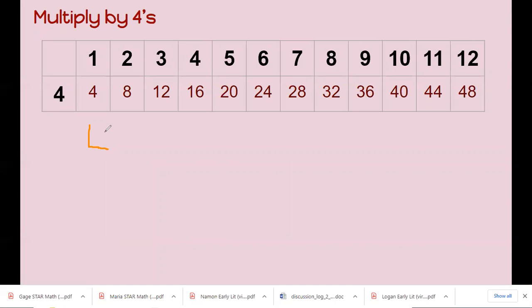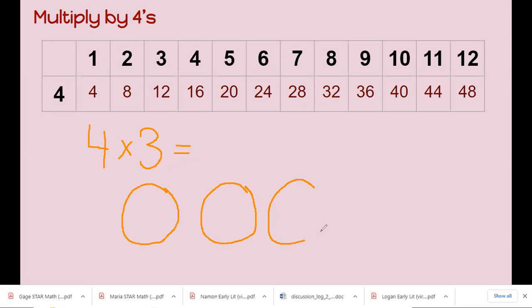Write this one down on your paper for me. 4 times 3. 4 groups of 3. Let's draw our equal groups to solve our problem. I have 4 groups. 1, 2, 3, 4. Draw your 4 groups.